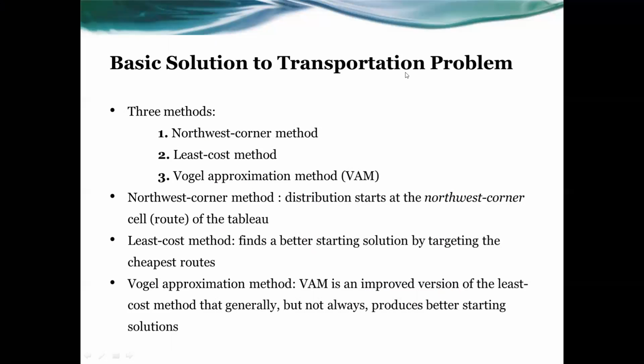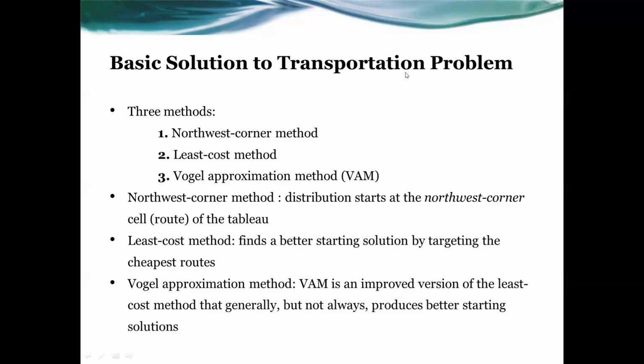In order to find the feasible or basic solution, we can work with three basic methods. The first method we call the northwest corner method, the second is the least cost method, and the third is the Vogel approximation method, in short the VAM method. All three methods are used to identify a basic solution. Therefore, don't confuse the basic and optimal solutions. First of all, we try to find the basic solution.